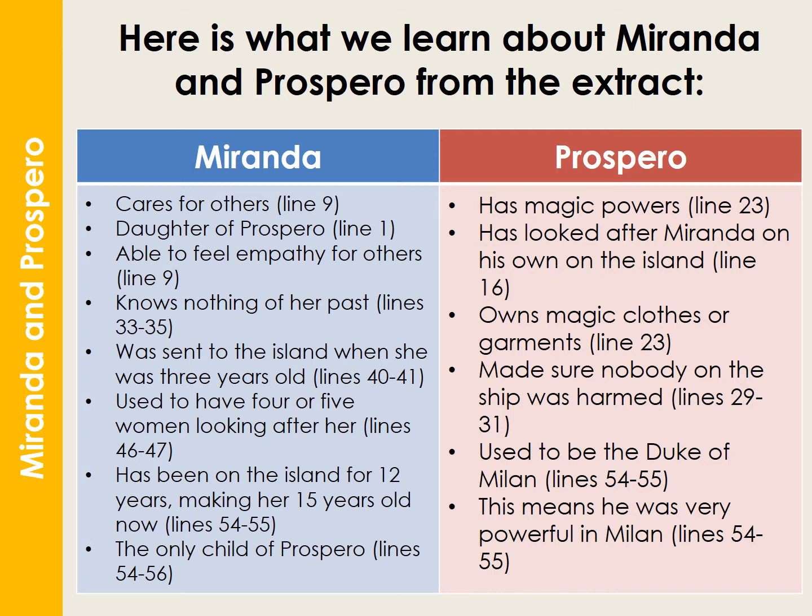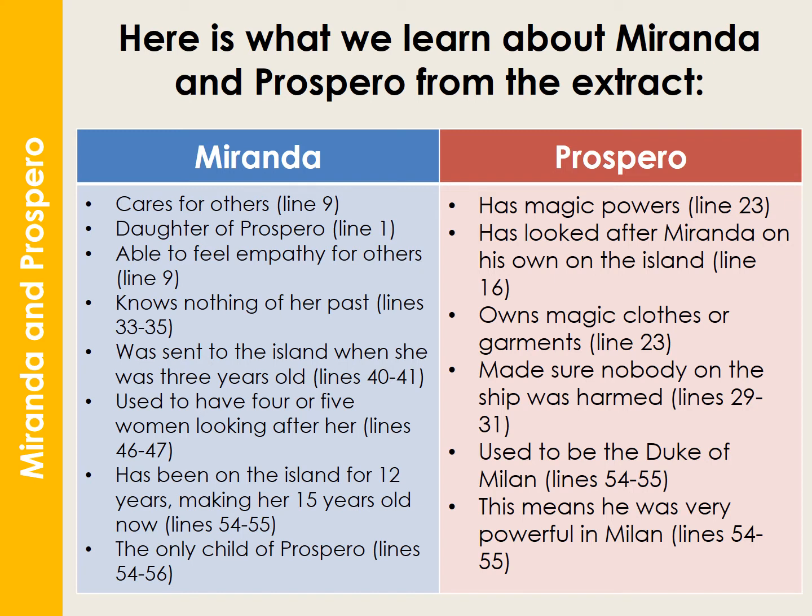She knows nothing of her past, and this is when Prospero in a minute begins to talk about his past. She was sent to an island when she was three years old. She used to have four or five women looking after her. She's been on the island for twelve years, and that now makes her, by calculation, about fifteen, believe it or not. And she's the only child of Prospero. So it's just the two of them on this island.